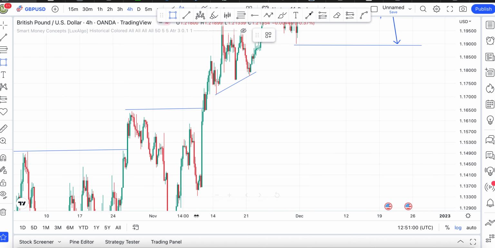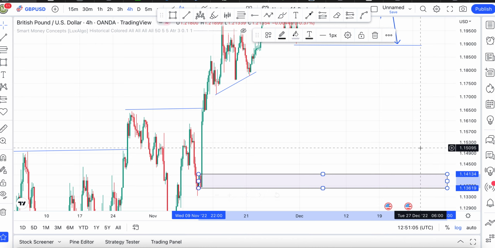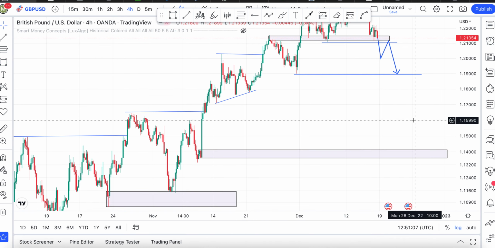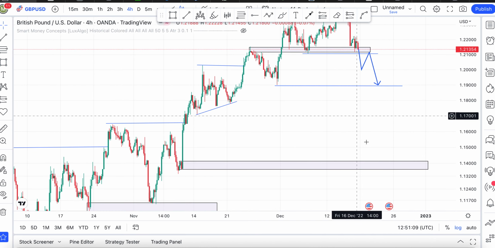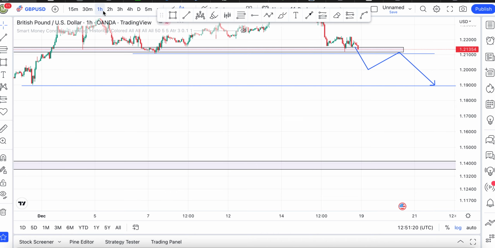And also, there is a demand zone sitting here. So what could be the possible outcome of this trade? Price could be targeting this next supply zone, this next demand zone. But we are not trading off the 4-hour time frame. We are playing around the 1 hour and taking our entries in the 15-minute and 5-minute time frame.